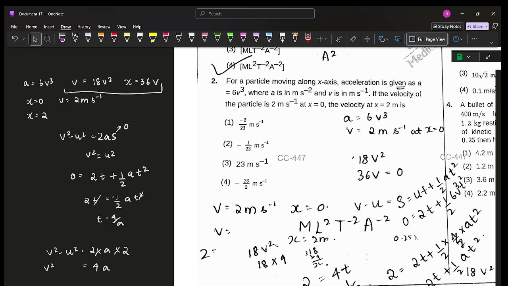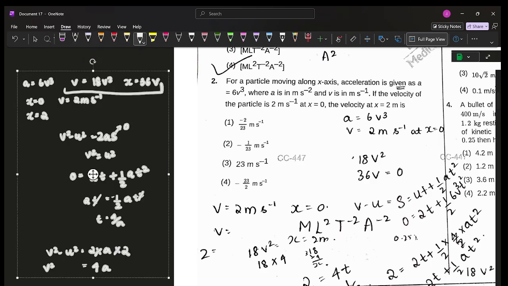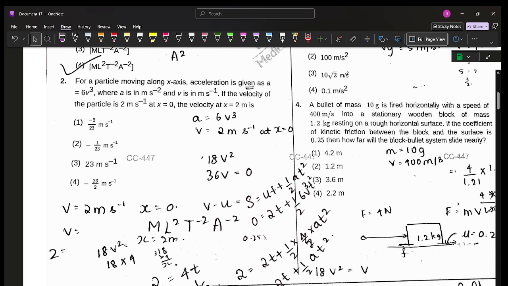Okay, this was far simpler than I thought. Let me do it on the paper. This is actually far simpler than I would have imagined. So what they've done is they've taken acceleration to be equal to v dv by dx, right? So this is something we can do, yes. And that is equal to 6v cube.